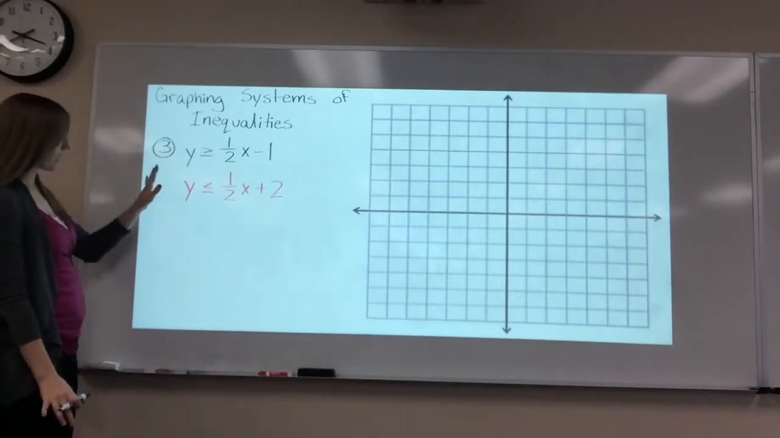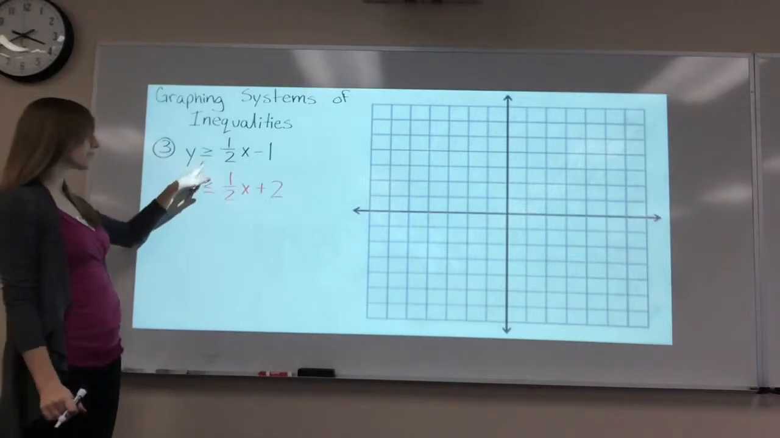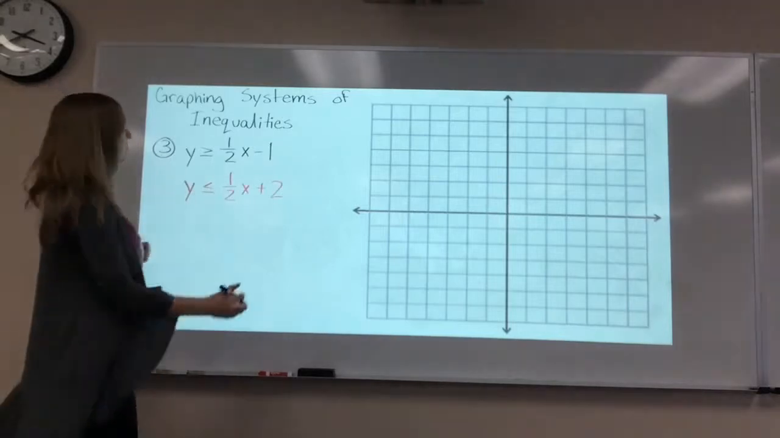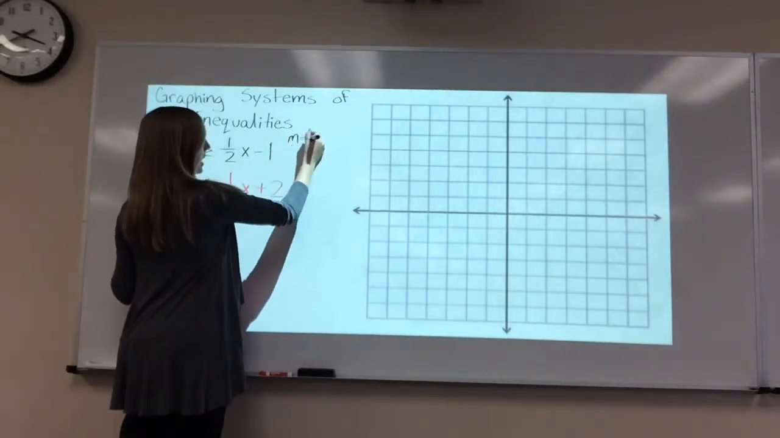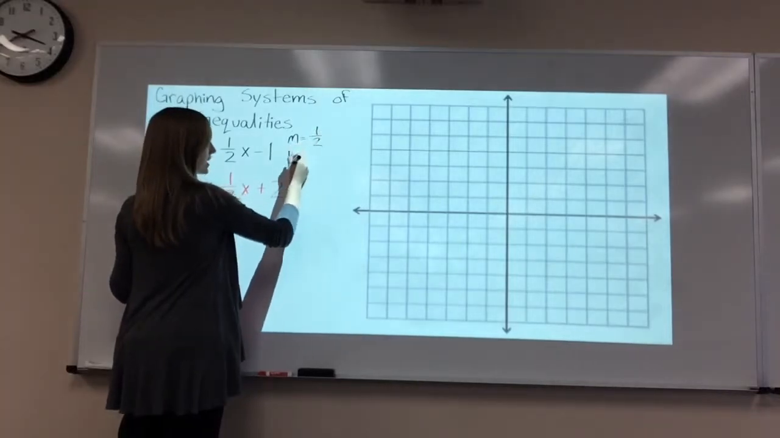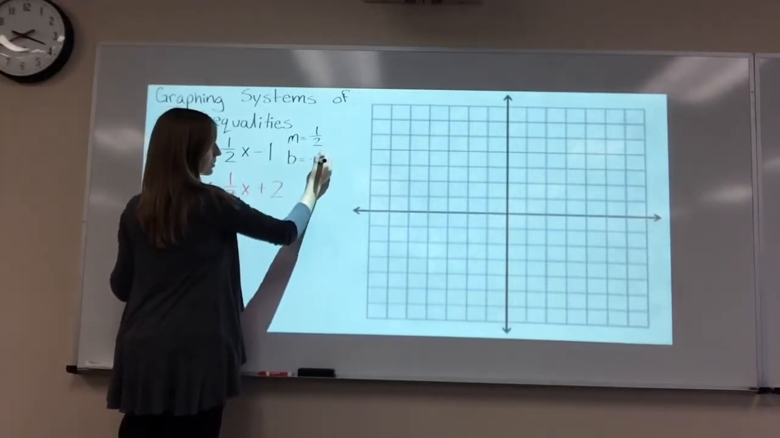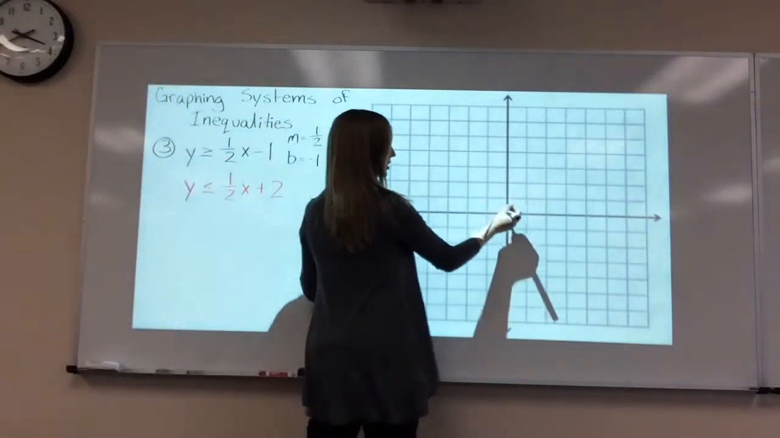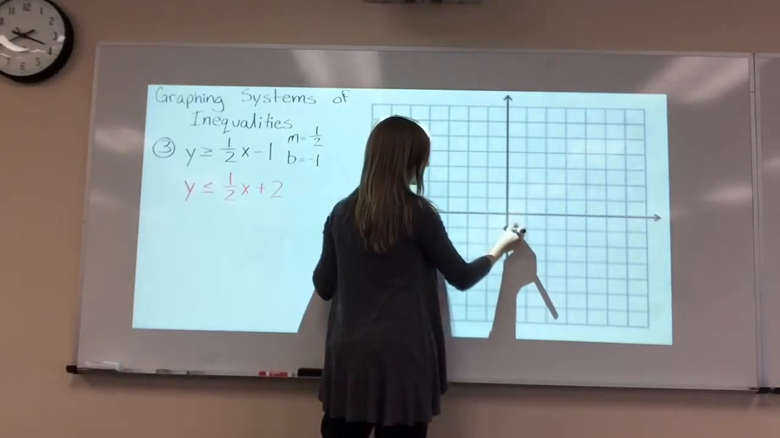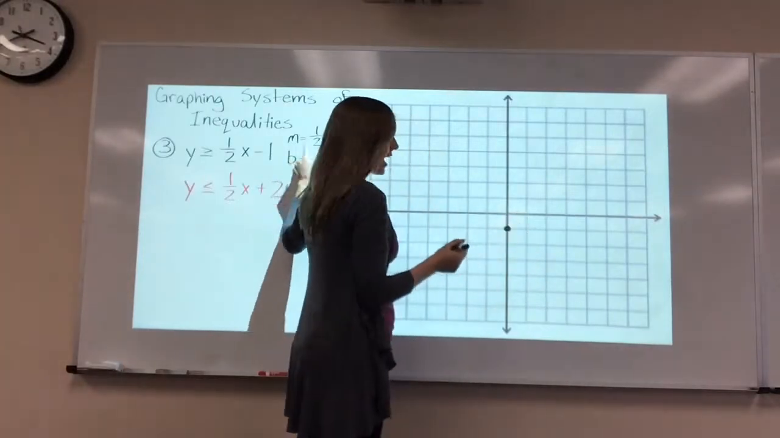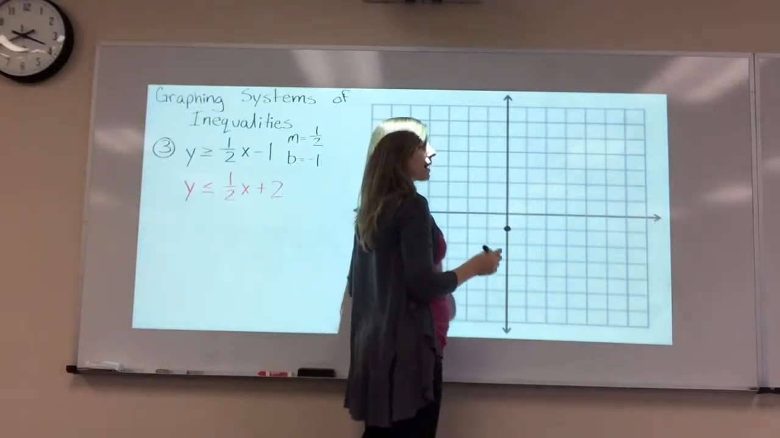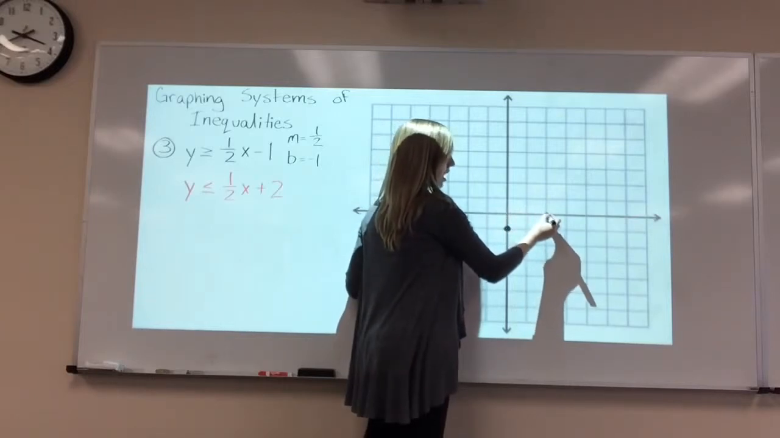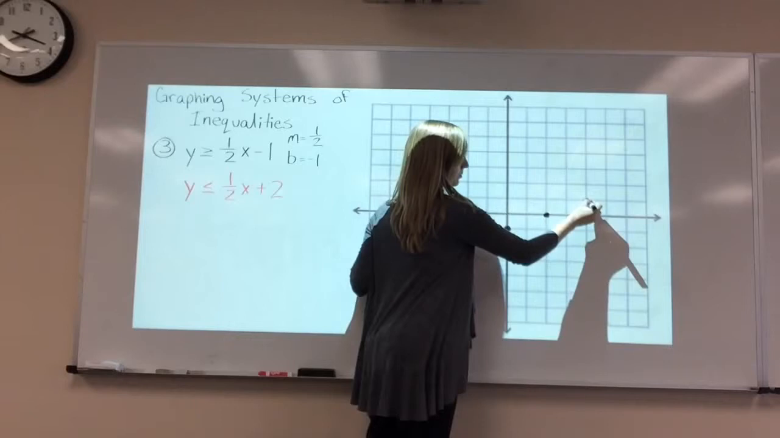For problem number 3, our first inequality is y is greater than or equal to 1/2 x minus 1. First thing we need to know, the slope. Our slope is +1/2. Our y-intercept is -1, minus 1. Graph the y-intercept first. -1 means we go down 1. So I start at the center, count down 1, put a point. My slope is +1/2. So to graph that, my rise is a +1. I go up 1. The run is a +2, so to the right 2. Up 1, to the right 2.